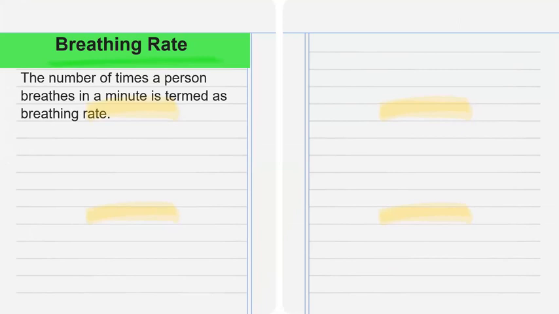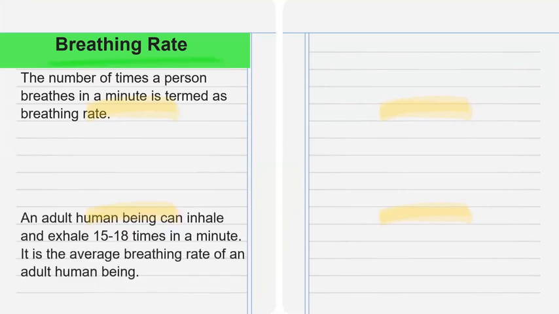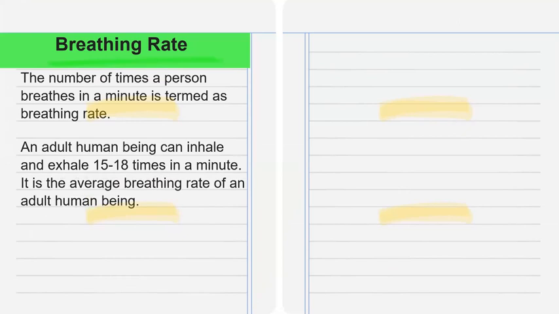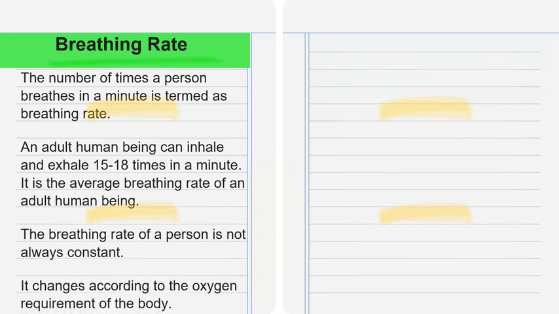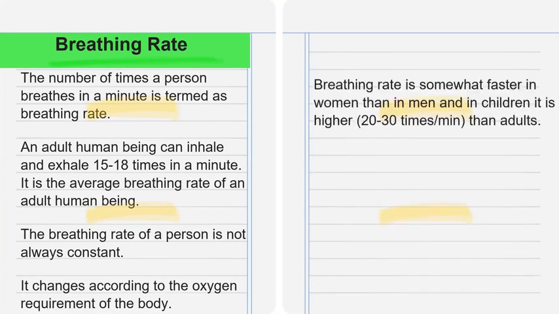The breathing rate. The number of times the person breathes in a minute is termed as breathing rate. Students, an adult human being can inhale and exhale 15 to 18 times in a minute. It is the average breathing rate of an adult human being. The breathing rate of a person is not always constant. It changes according to the oxygen requirement of the body.